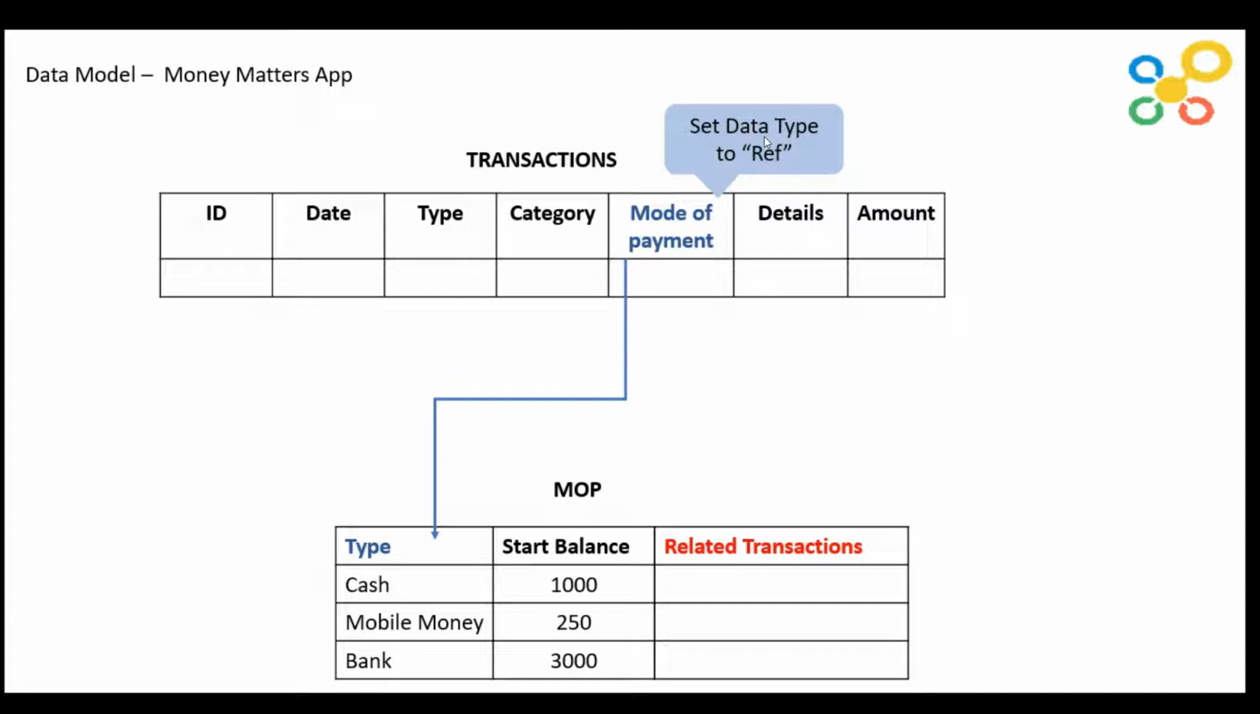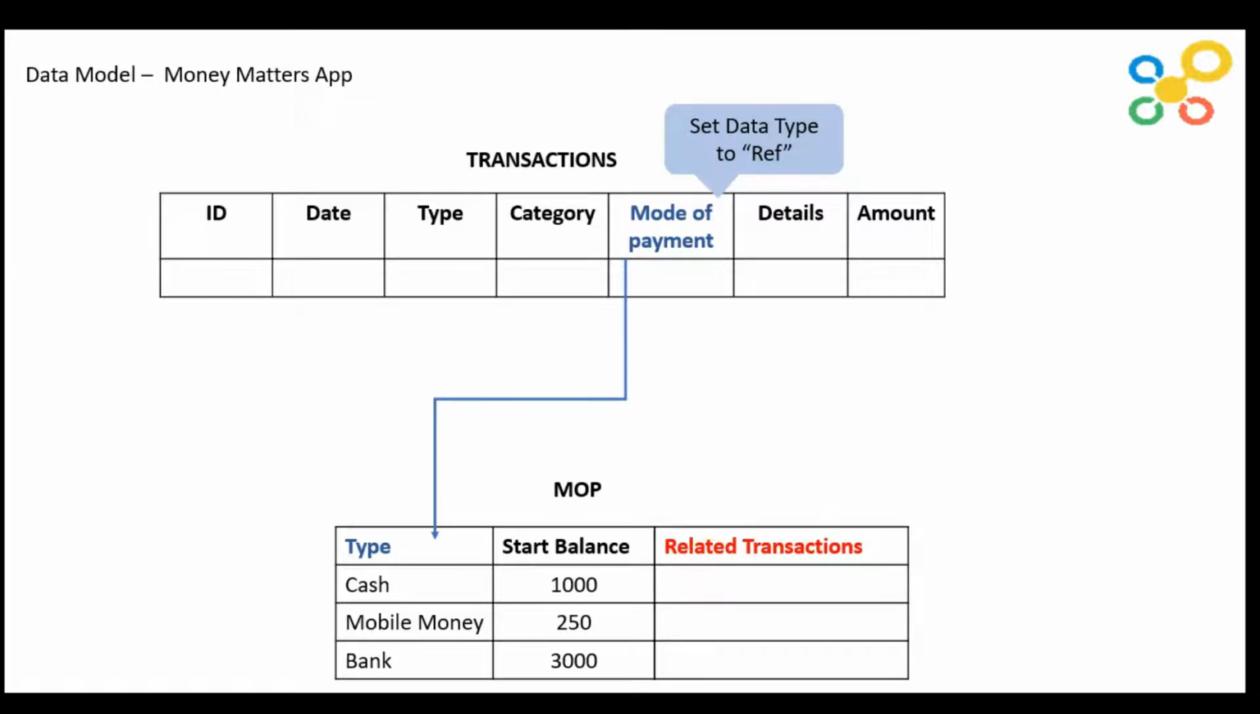So there's a special data type for columns that are connected to a dimension table. So in the fact table, we're going to set the mode of payment data type to ref. By doing this, you establish a relationship between this column and this table. Now you notice that as soon as we create this relationship, a new column is created in our dimension table called related transactions. So basically the name comes from the name of the fact table. So if this fact table was called maybe activities, this column would have been called related activities. Based on the name of this fact table, that's how this name is derived.